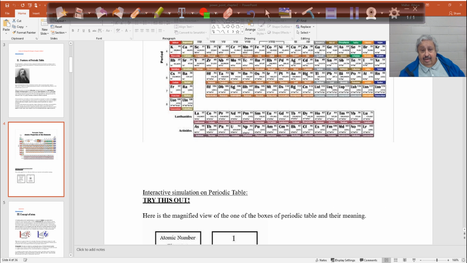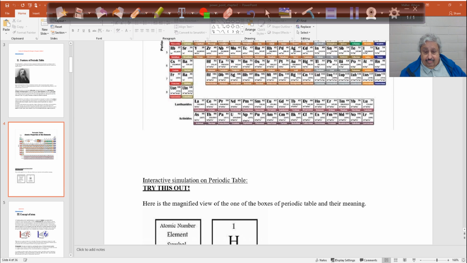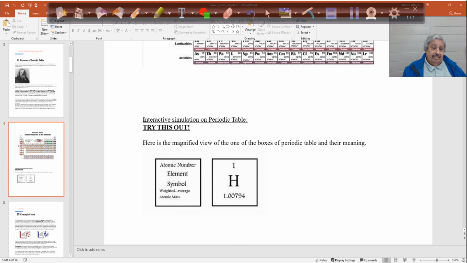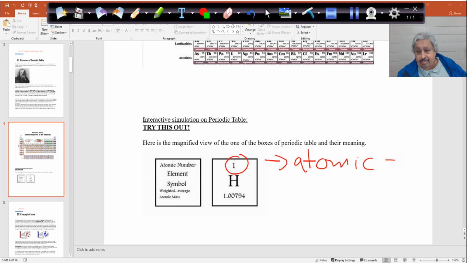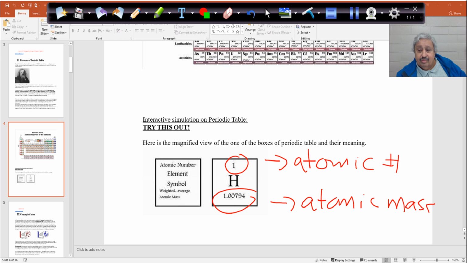So this is just the element here, one. Atomic number is one. What do we mean by atomic number is one? So hydrogen has an atomic number of one. This is the atomic number, and this is called the atomic mass.